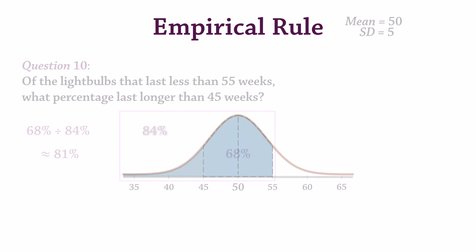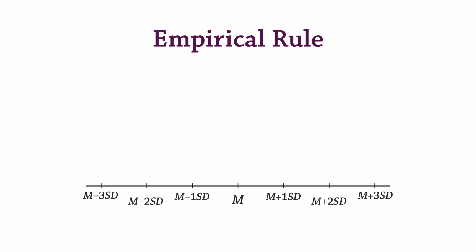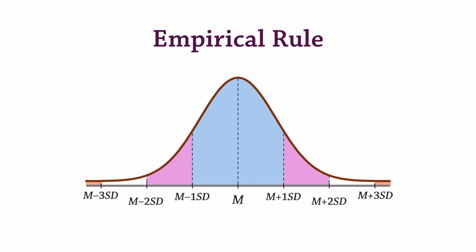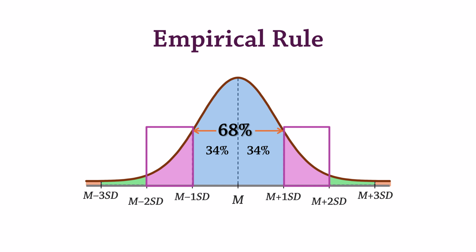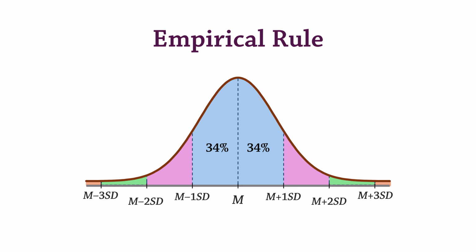As we wrap up, let's review the entire empirical rule in slices under the normal curve. Starting at the center, the 68% of data within 1 standard deviation of the mean is split evenly into 34% on each side. Moving out between 1 standard deviation and 2 standard deviations, we capture 95% minus 68%. That's another 27% of the data, which splits into 13.5% on each side.